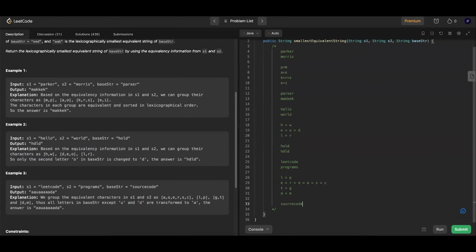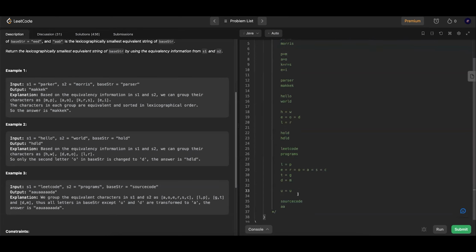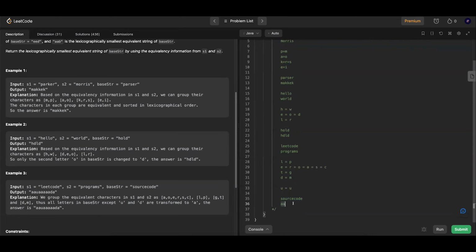Source code is the base string. So where is, yes, S is here. What is the least here? A. So in the position of S, we write A. And for O is here. So the smallest is A. So we again write A. And then we have U. Where is U? U is not present in this. So we by default consider U equal to U. So we write U equal to U.